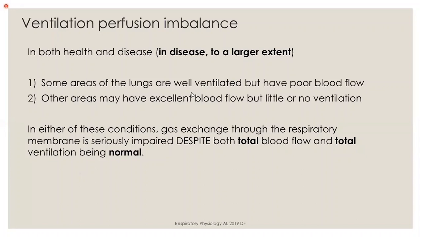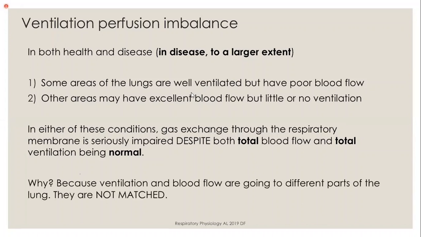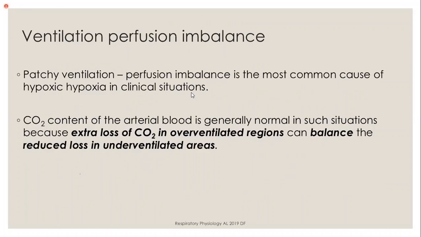total ventilation being normal. The cardiac output would be normal, and the other alveoli must be compensating for the reduction in ventilation in the diseased alveoli, but that doesn't count in ventilation perfusion imbalance, because in each of these alveolar capillary units, the ventilation has to match the perfusion. There is no point in ventilation and blood flow going in different directions. In each of these units there should be matching. If that doesn't happen, VQ imbalance will cause hypoxemia. This patchy ventilation perfusion imbalance is the most common cause of hypoxic hypoxia in clinical situations.